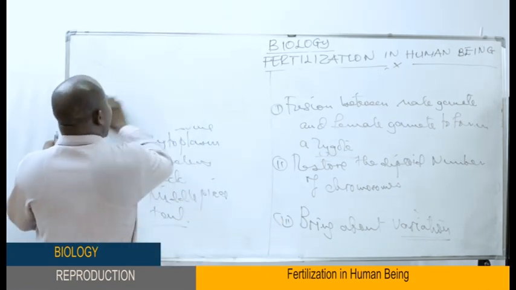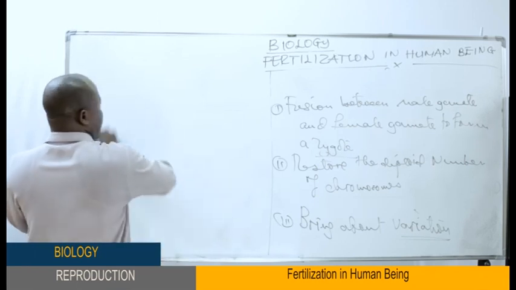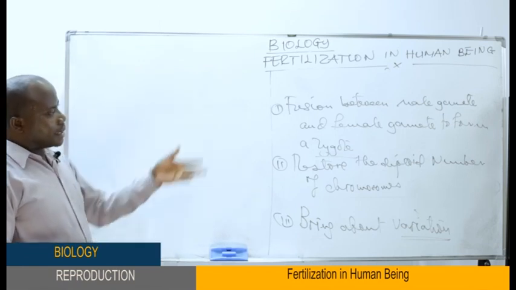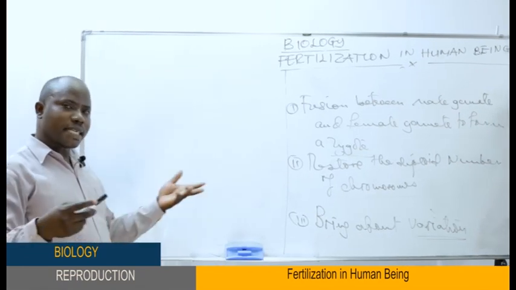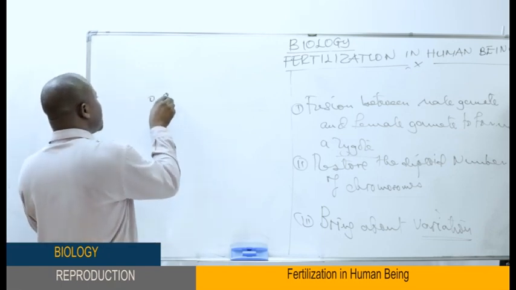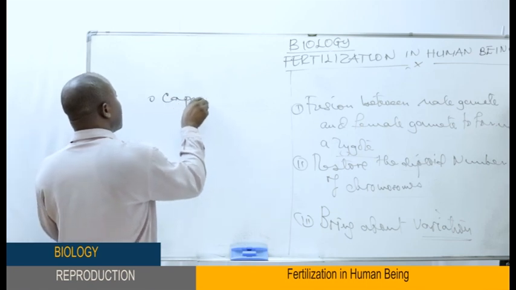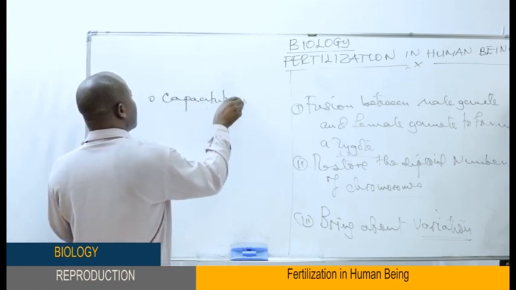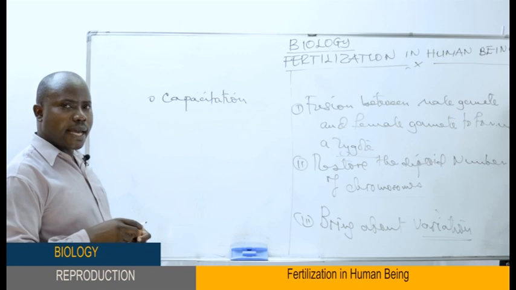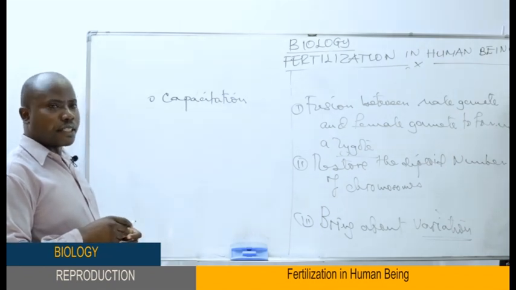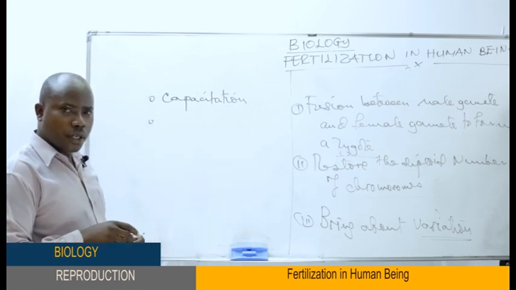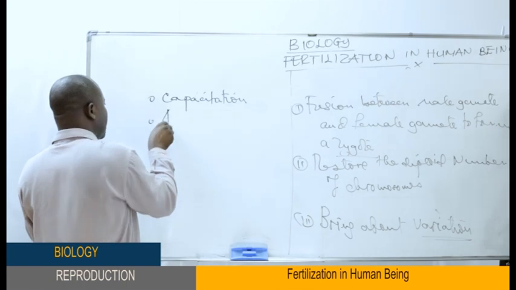Another aspect I'm going to cover today, as I stated before, is the stages leading to fertilization. We shall have a look on the concept of capacitation. The process in which the male gamete is prepared before it fertilizes the egg cell. But also we shall have a look on the concept of acrosome reaction.